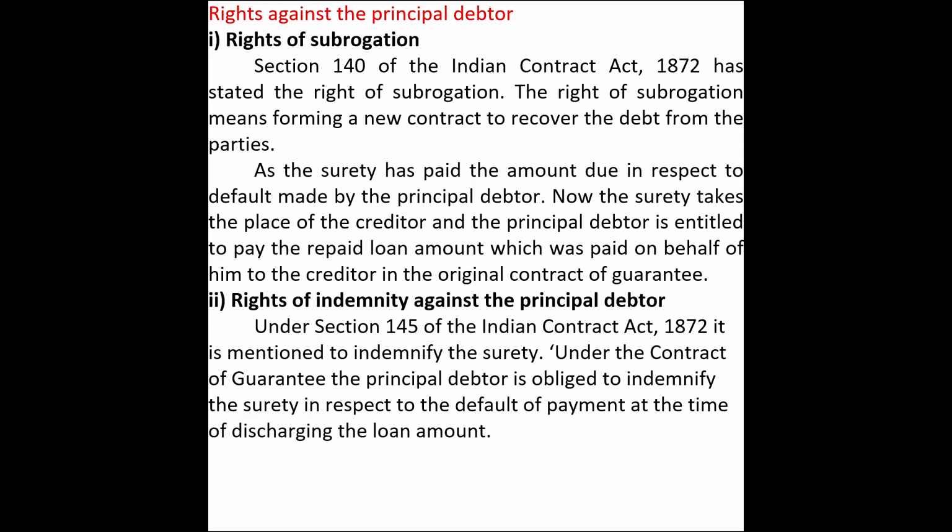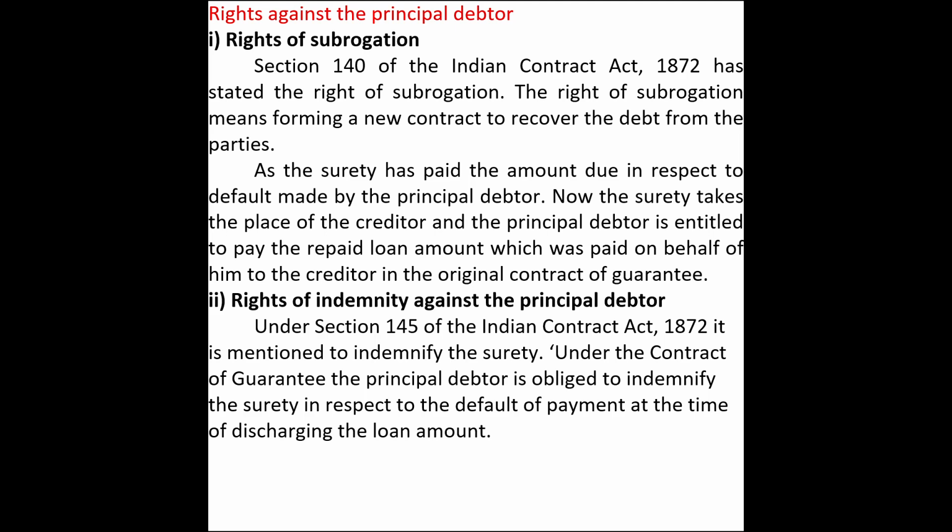Okay, the next one is rights of indemnity against the principal debtor. Under Section 145 of the Indian Contract Act 1872, it is mentioned that the principal debtor is obliged to indemnify the surety in the contract of guarantee. Here the principal debtor has to take the advice, and also has to obey the rules and regulations framed by the surety in respect of default payment. If he is not able to pay the amount in due time, the principal debtor has to obey the words of the surety. In simple terms, this is the concept.